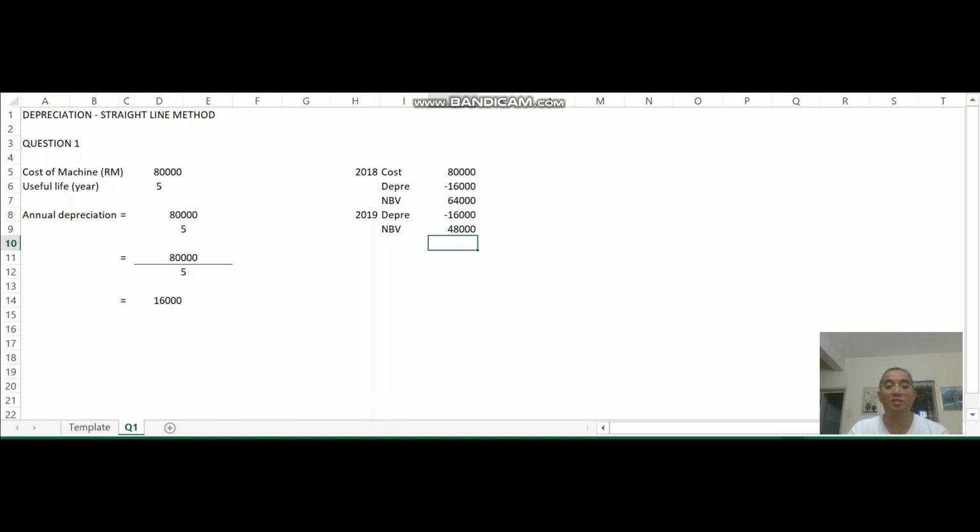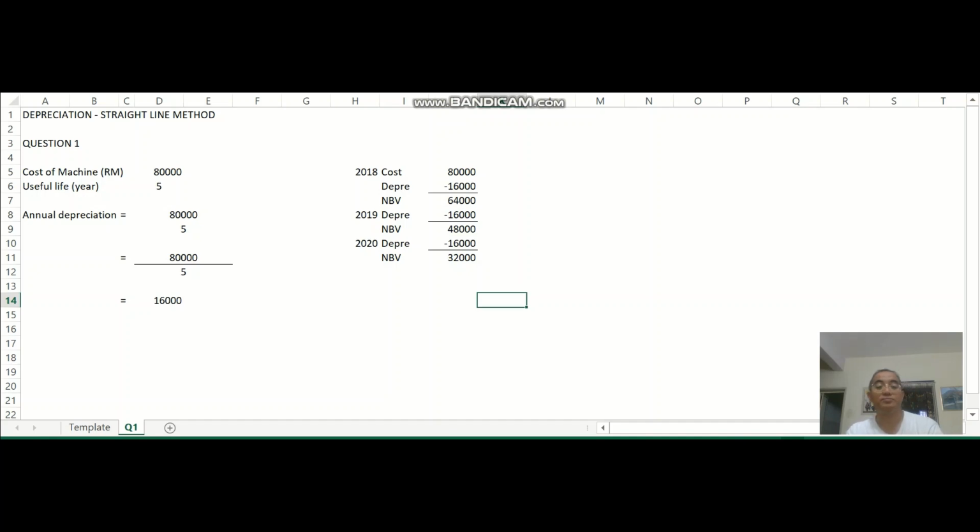The question asks about 2020. In the year 2020, we have another round of depreciation, and it is again 16,000. We get the net book value in 2020: 48 minus 16, I have 32,000. Let me do some cosmetics here. We put a line, so that will be better.